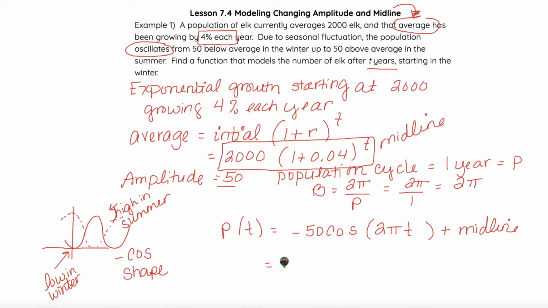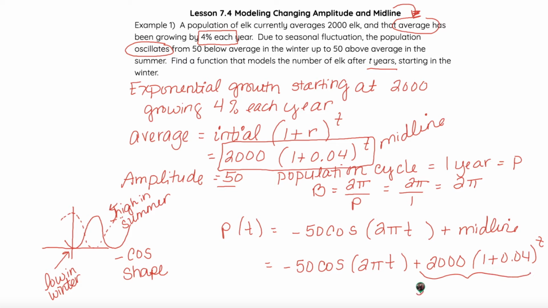So I'm going to say this is the same as negative 50 times cosine of 2 pi, so our b value, times our function of t, plus 2,000 times 1 plus 0.04 to the power of t. So this whole midline, again, is the exponentially changing midline.